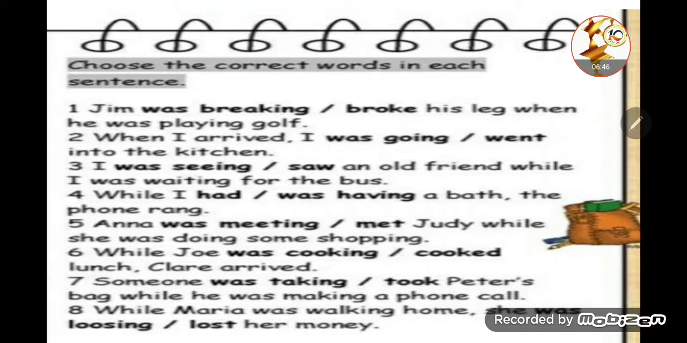Jim was breaking ولا broke his leg when he was playing golf. Okay, of course it's gonna be broke. وإذا بتتذكروا هون some of you sent me yesterday that when here the first sentence it's incorrect. No, it's not incorrect, it is correct, but it's very rare to use verb ing after when.